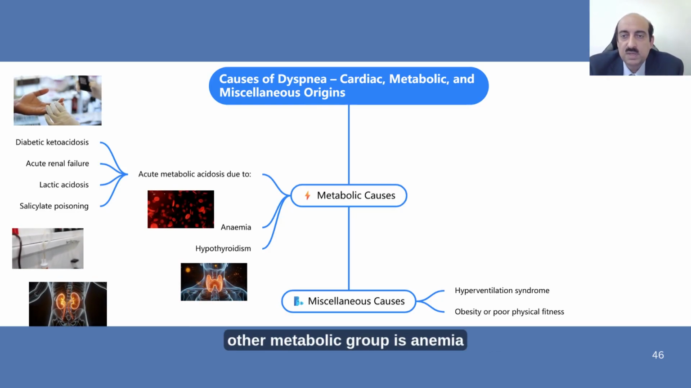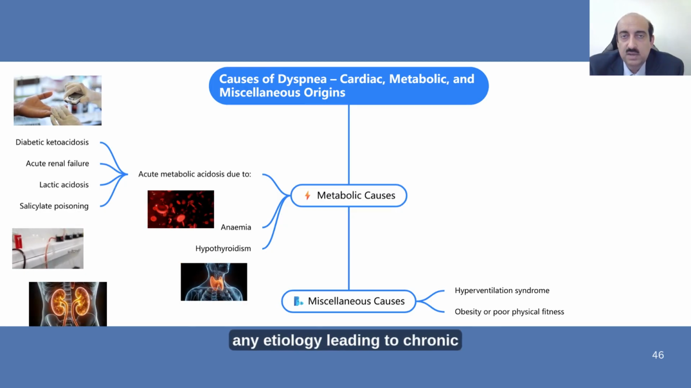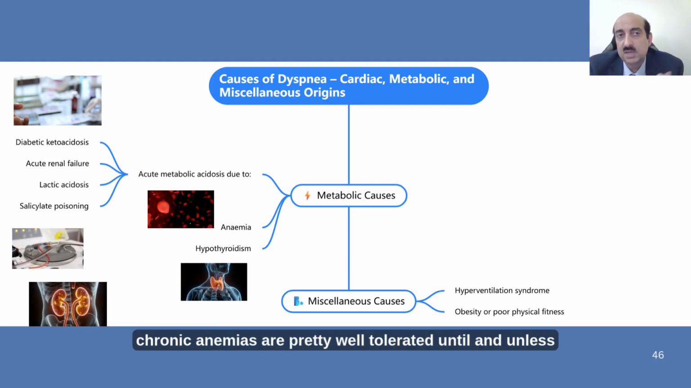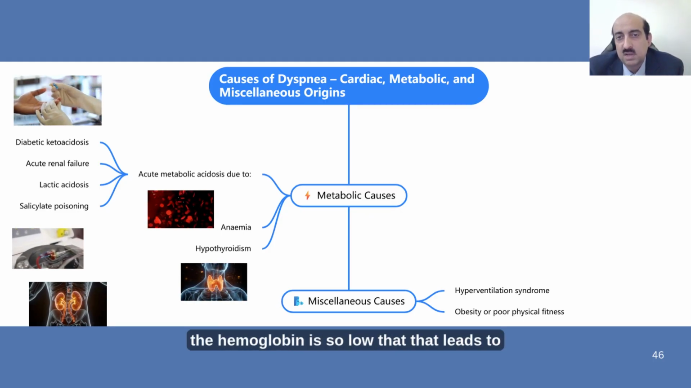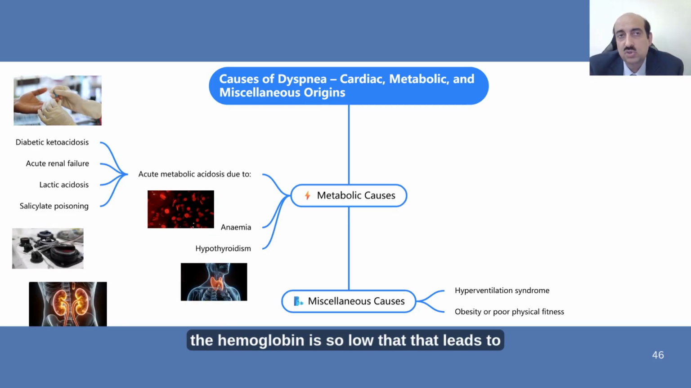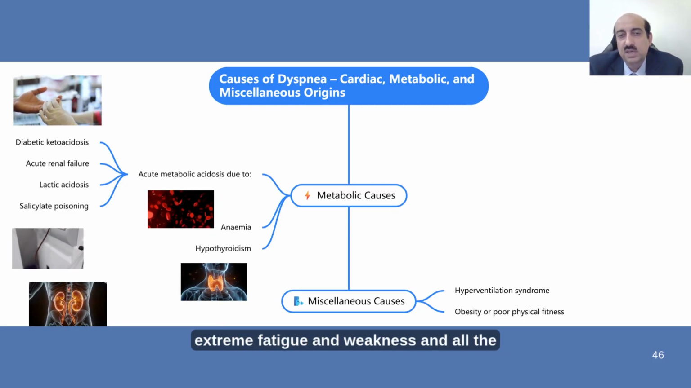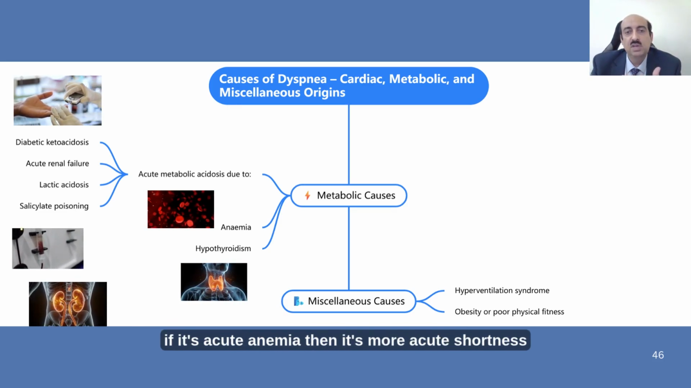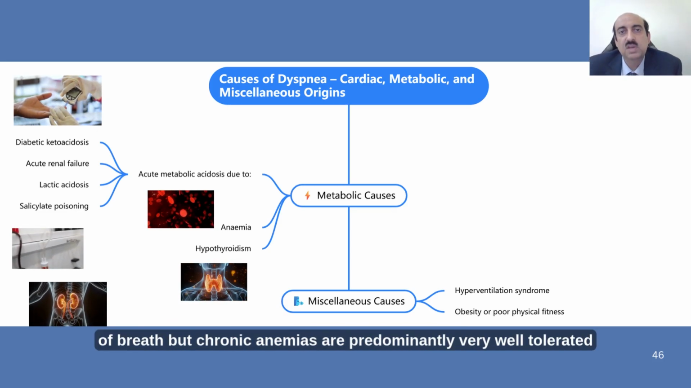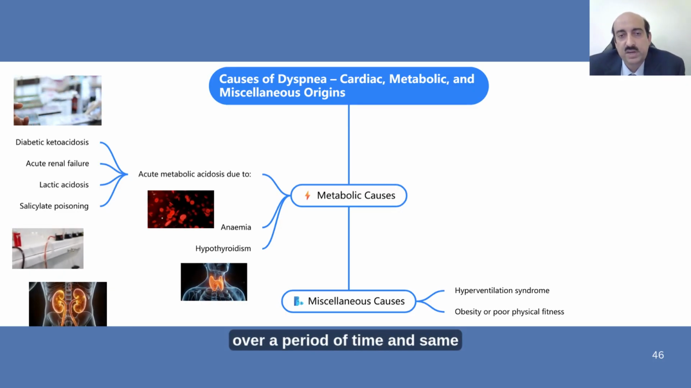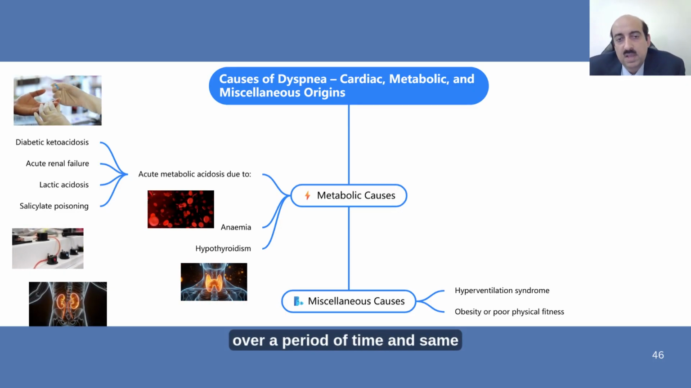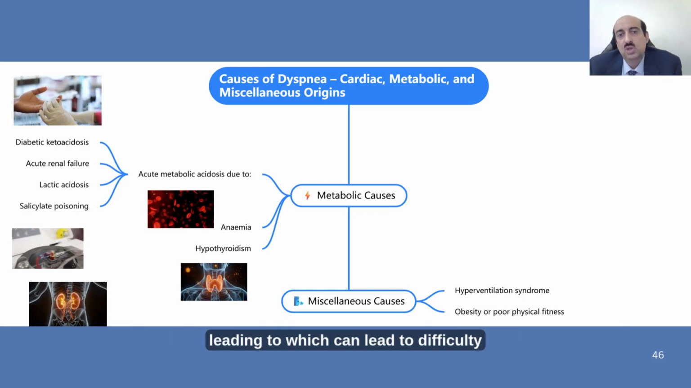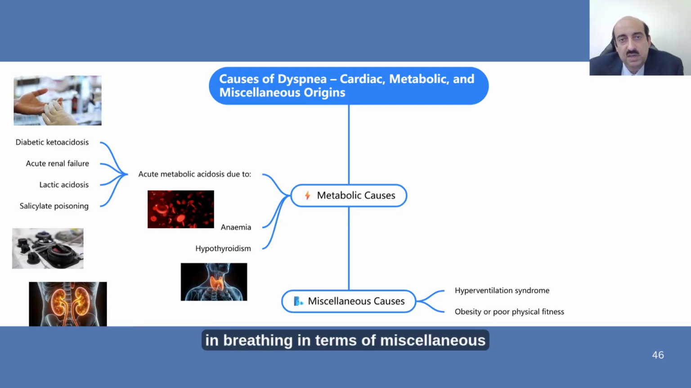The other metabolic group is anemia, any etiology leading to chronic anemia, usually if there is acute decompensation. Usually chronic anemias are pretty well tolerated until the hemoglobin is so low that it leads to extreme fatigue and weakness and all the symptoms, and the patients present to hospital. But if it's acute anemia, then it's more acute shortness of breath. Chronic anemias are predominantly very well tolerated over a period of time. And the same goes for hypothyroidism. That's another condition which can lead to difficulty in breathing.